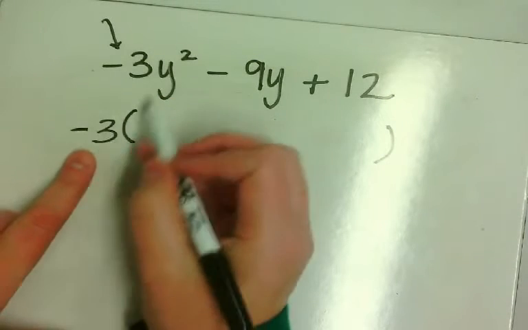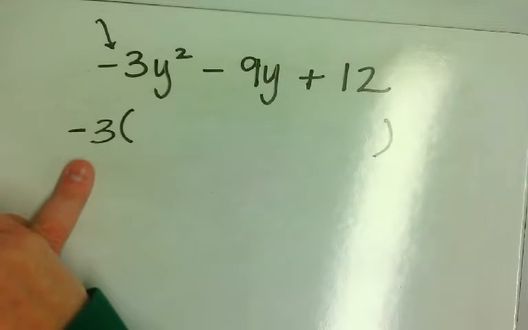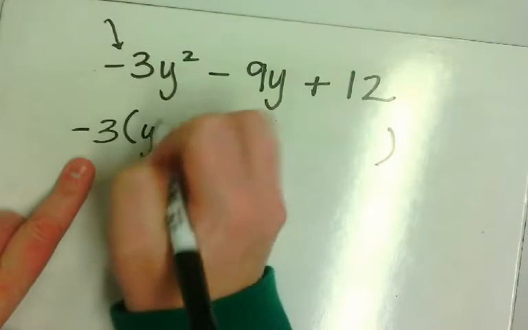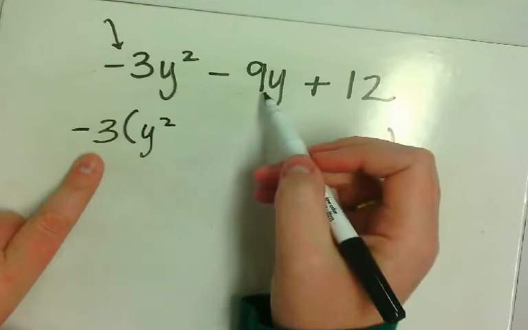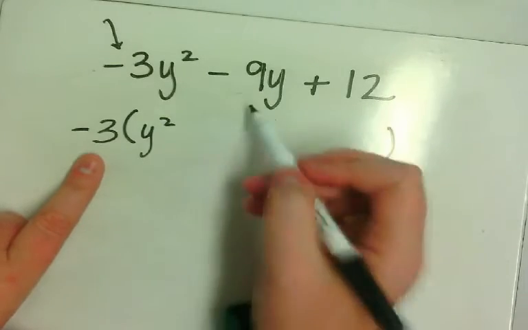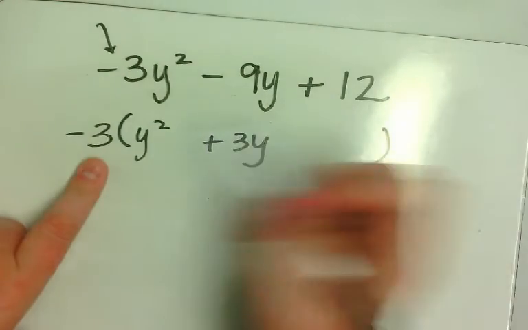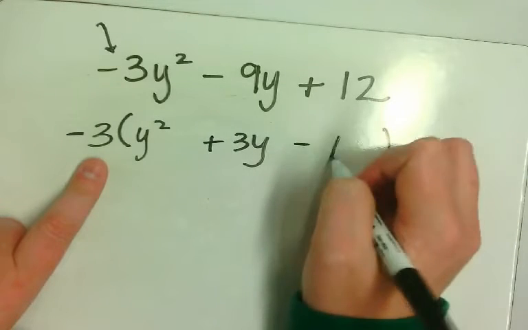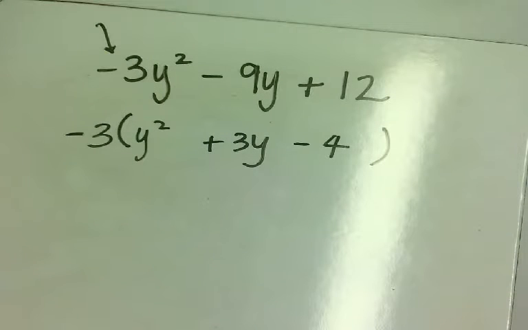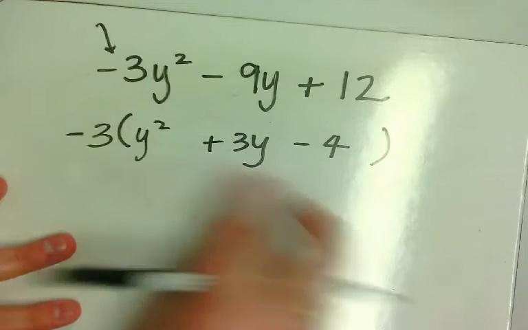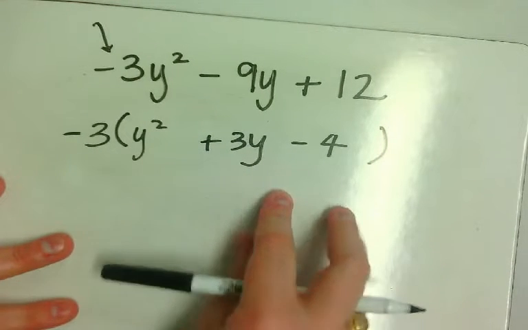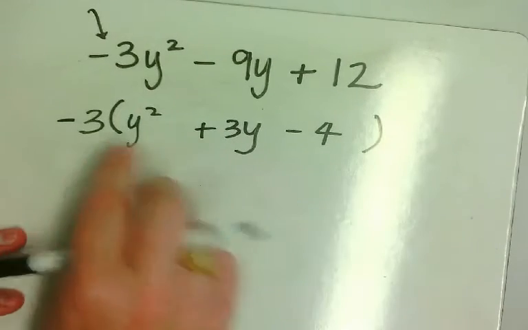So negative 3 times what is negative 3y squared? Just y squared. And negative 3 times what gives me negative 9y? Positive 3y. And then this last one? Negative 4. What you have to be very careful with is that when you are factoring out that negative, everything inside is going to change signs. Okay, and you have to be very cautious. So from here we would keep going.